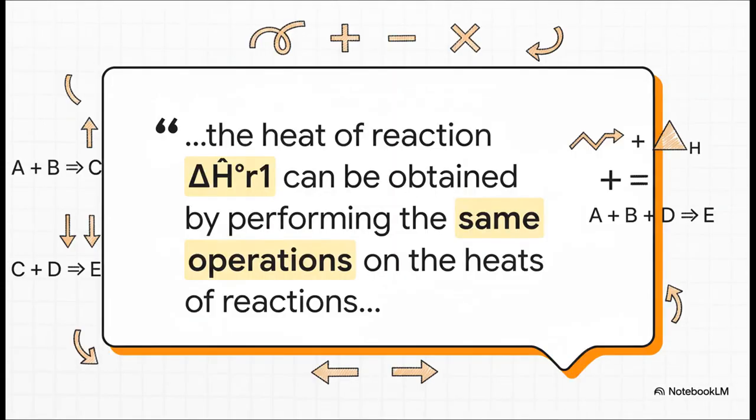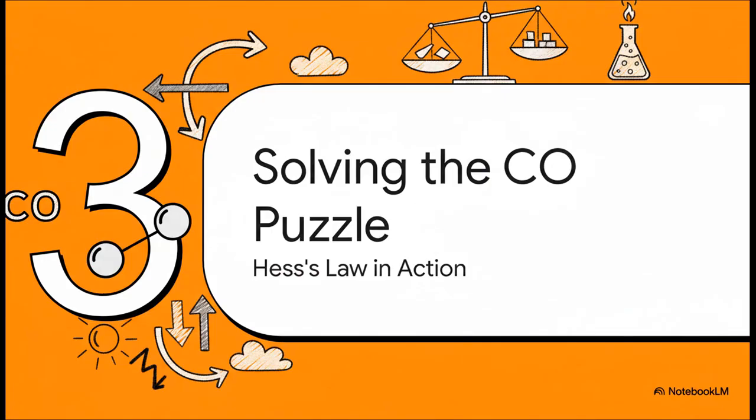This whole idea is formalized in what we call Hess's law. Now, I know this quote on the screen looks really dense and academic, but don't let that intimidate you. All it's really saying is what we just figured out with the mountain. If you can build your target reaction by adding, subtracting, or flipping other known reactions, you can just add, subtract, or flip their known heats to find the answer you're looking for. It's just algebra. Okay, theory is one thing, but let's actually put this to work. It's time to go back to our carbon monoxide problem and use Hess's law to finally get the answer we couldn't measure.